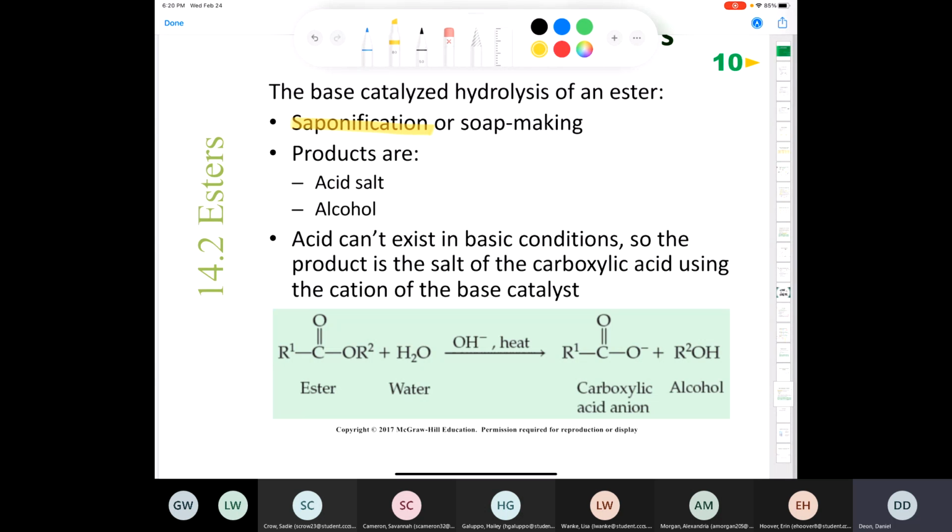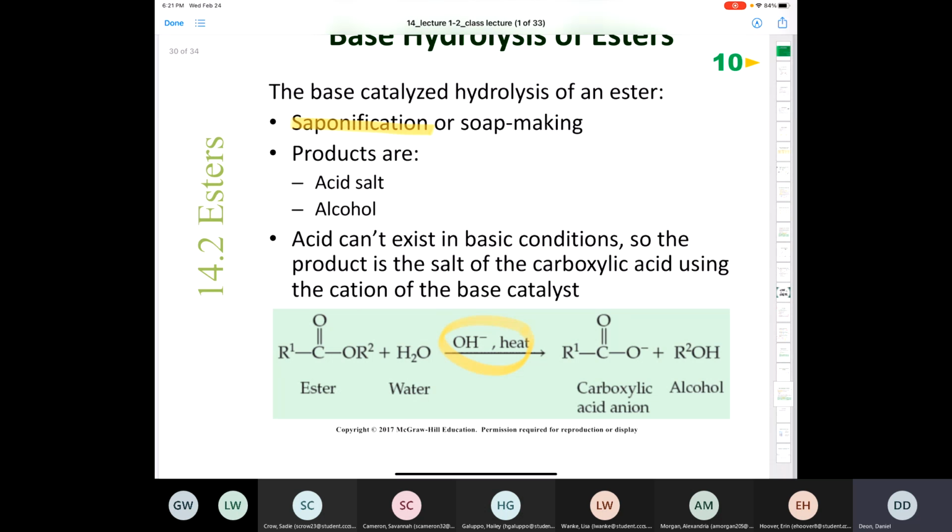Saponification is just another way of saying making soap. So if you're wondering, is this how soap is made? Yes, this is how soap is made. What we do is we take the ester and water, and we mix it together, but instead of being an acid, we put it in base, and we cook it up.